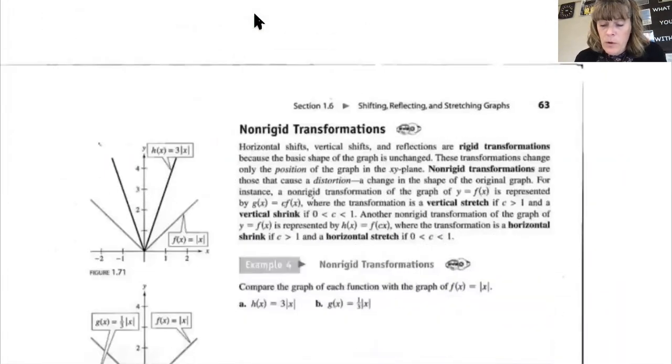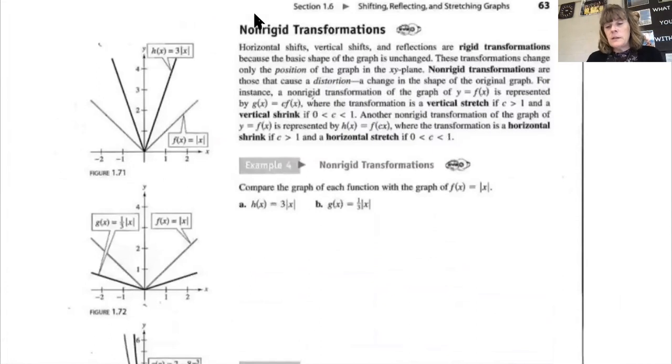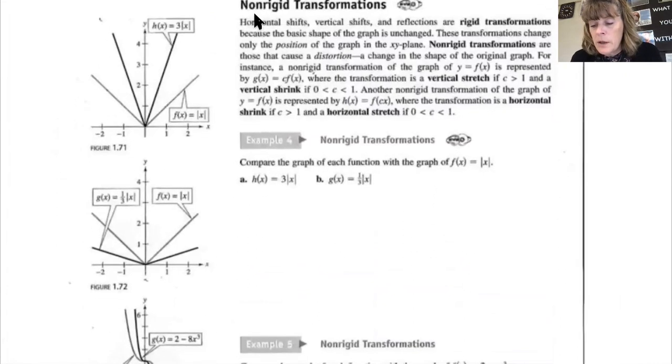All right, so now we're going to come to non-rigid transformations, and this is where we are either going to stretch it or shrink it. And I have trouble with their wording, and I can't remember which one's the vertical shrink and which one's the vertical stretch. All I know is that when you have a coefficient in front of this that is larger than 1, it's going to make it narrower, or the slope is going to be steeper. So if you look at this right here, that's your graph.